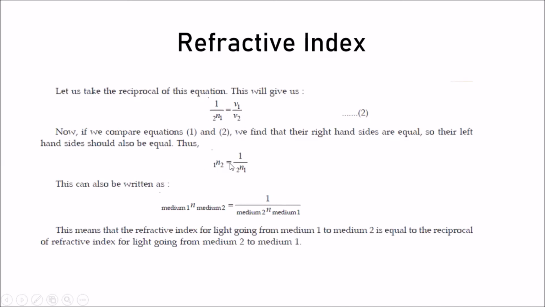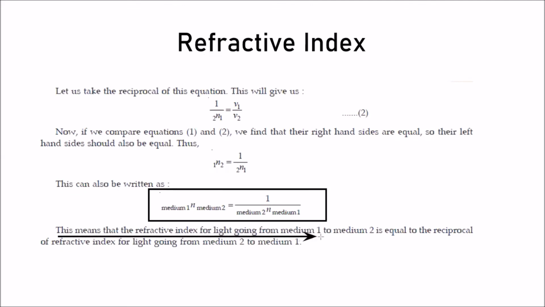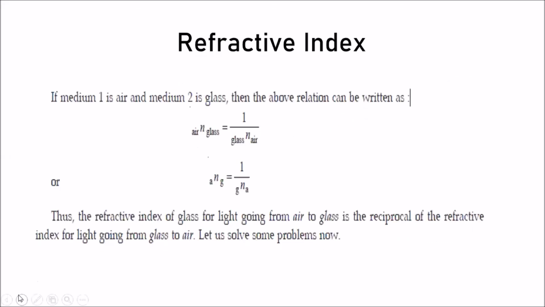So it is the reciprocal of the previous situation, and from 1 and 2, if we combine, we get this statement. The formula goes like this: the refractive index of medium 2 with respect to 1 is the reciprocal of the refractive index of medium 1 with respect to 2. And we can form a common conclusion in the end: the refractive index for light going from medium 1 to medium 2 is equal to the reciprocal of the refractive index of light going from medium 2 to 1.